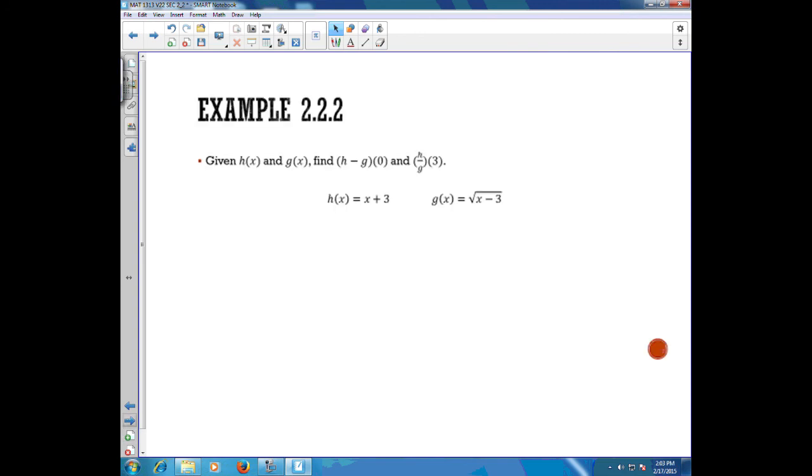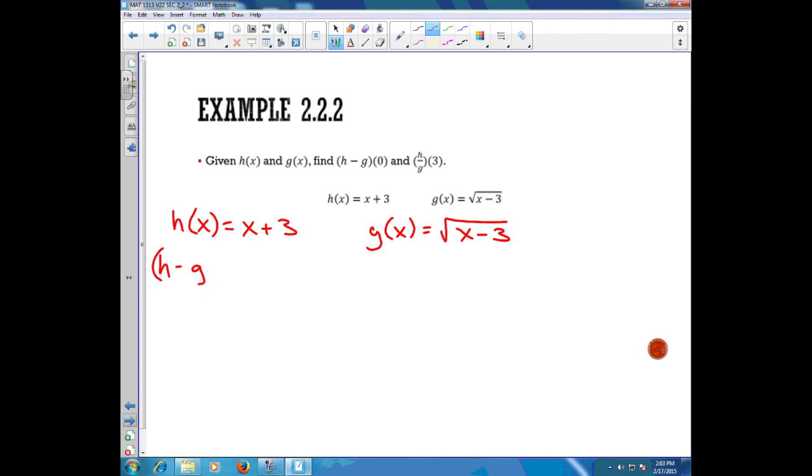So let's try another example. Very similar. We're just going to plug the numbers in and then just use the operations to tell us what to do. So in this case, first of all, we have h of x is equal to x plus 3. g of x is equal to the square root of x minus 3. First, we want to find h minus g of 0.